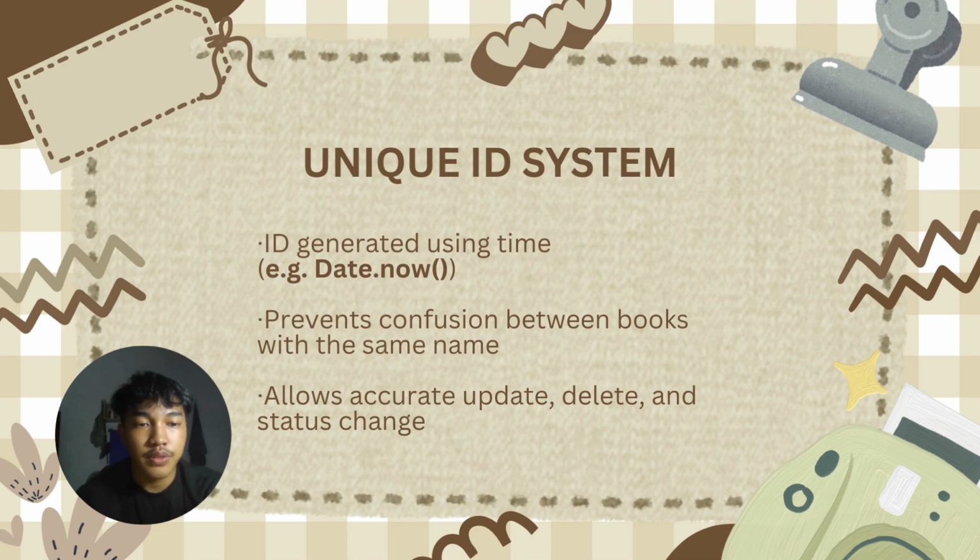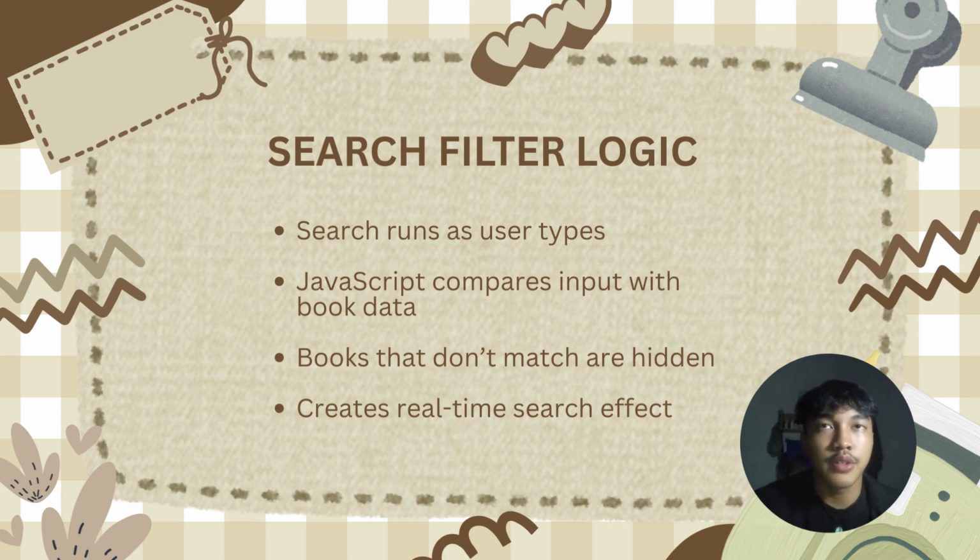Okay, so the unique ID is generated using the time the book is created. Also, this ID helps the system distinguish between books, especially when two books have the same title or author. So it allows accurate update, delete, and status change in the interface based on our program. Okay, after we enter the unique ID, we proceed to the search filter logic.